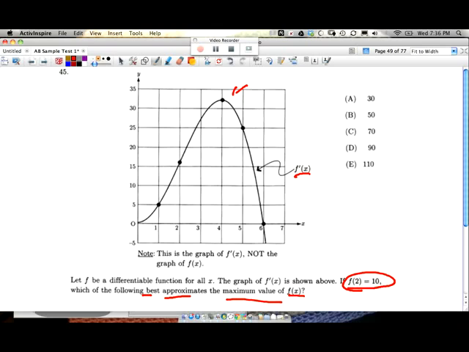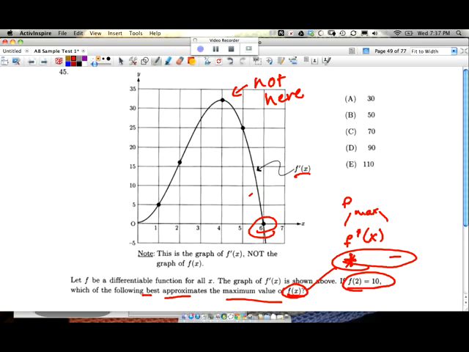The maximum value is not here. Not here. Because the maximum value of f happens when f prime of x changes from positive to negative, because that means that f changes from increasing to decreasing and you hit a max. So when does f prime change from positive to negative? That happens right there at 6. So we're really looking for f of 6.